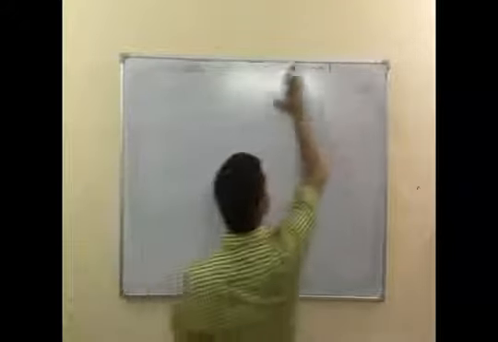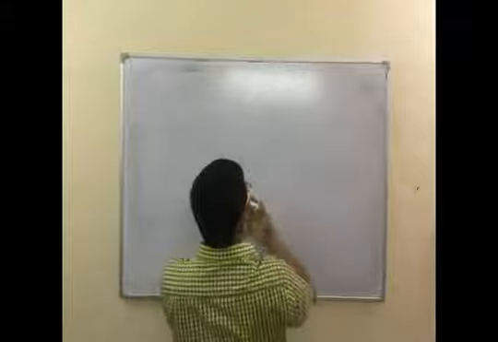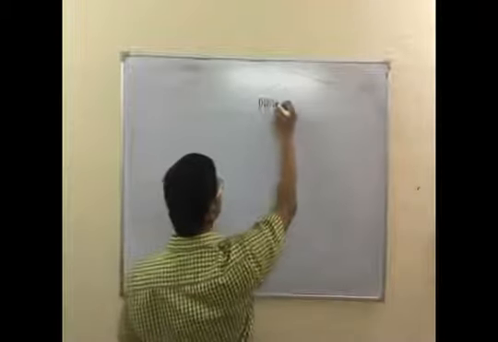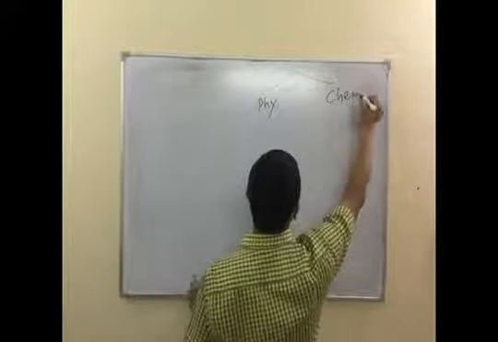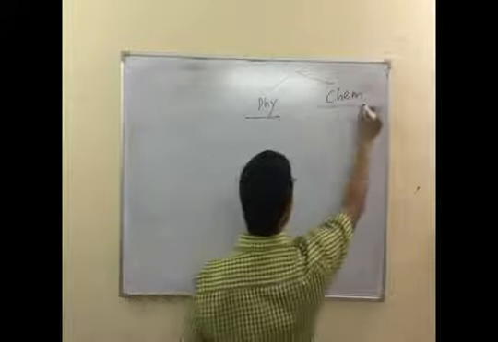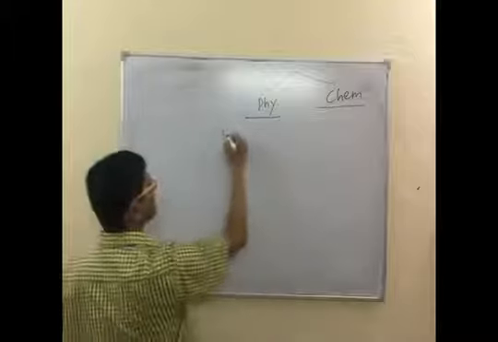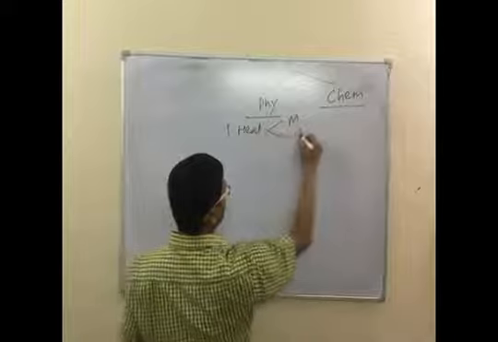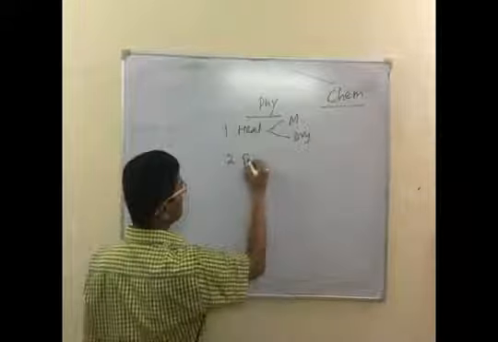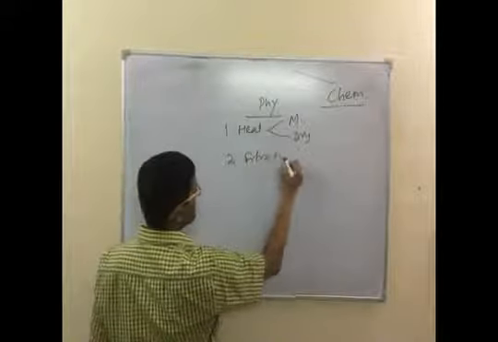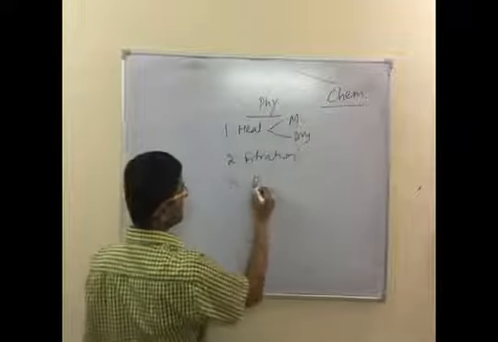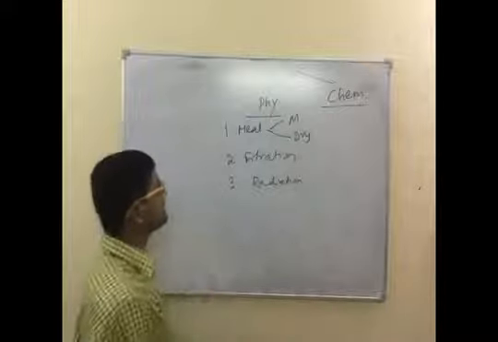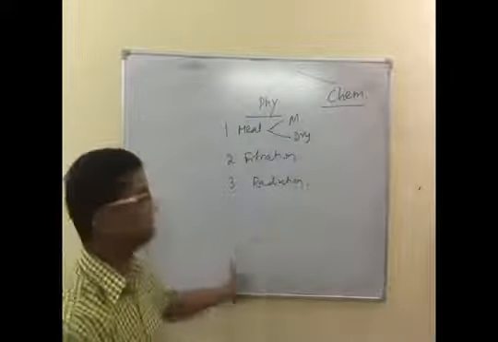So methods can be classified as physical methods and chemical methods. Physical methods could be heat sterilization, which could be either moist heat or dry heat. It could be filtration, it could be radiation. Okay, so these are the various methods under physical methods.